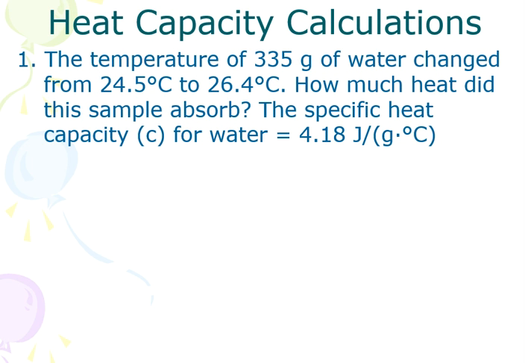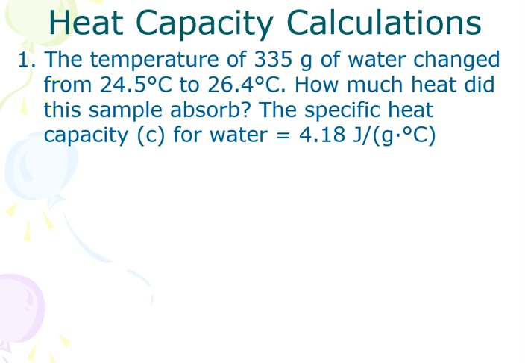All right, so here's problem number 1. The temperature of 335 grams of water changed from 24.5 degrees Celsius to 26.4 degrees Celsius. How much heat did this sample absorb? We're also given that the specific heat capacity, symbol C, for water is 4.18 joules per gram degree Celsius. That's something we already knew because we saw it in previous notes.